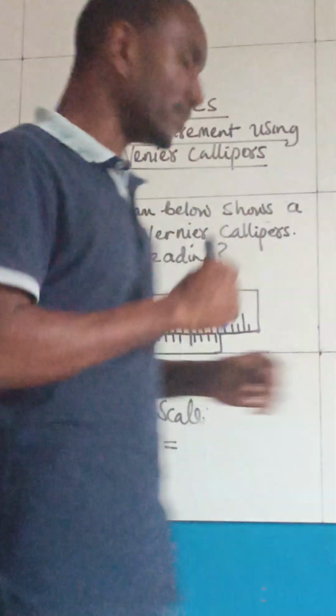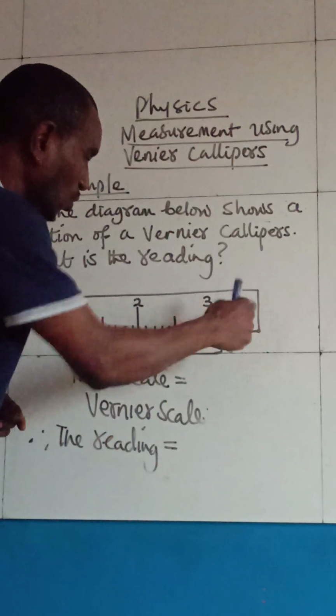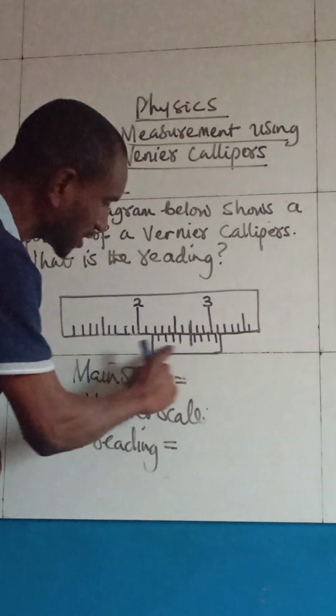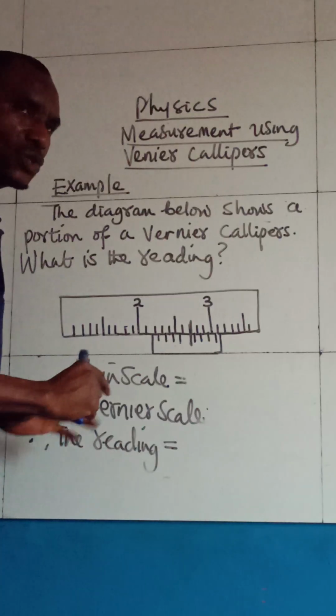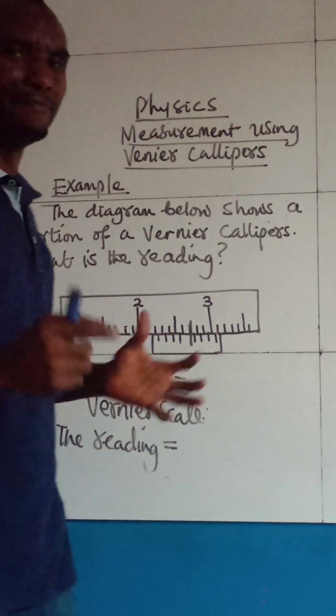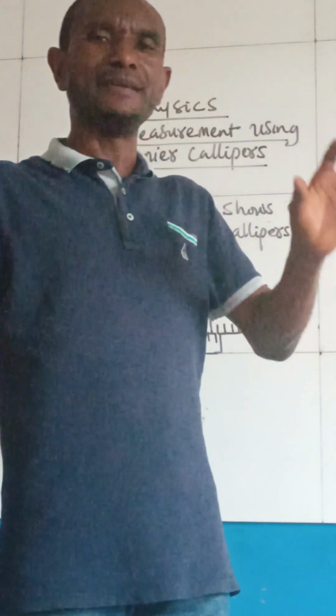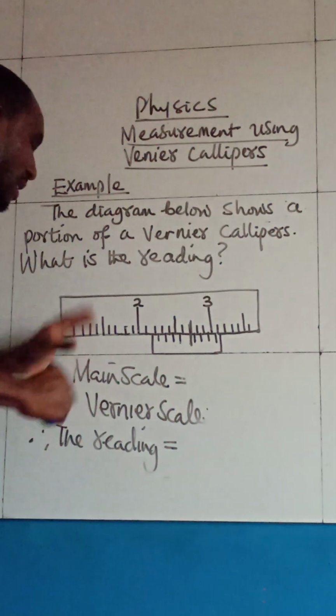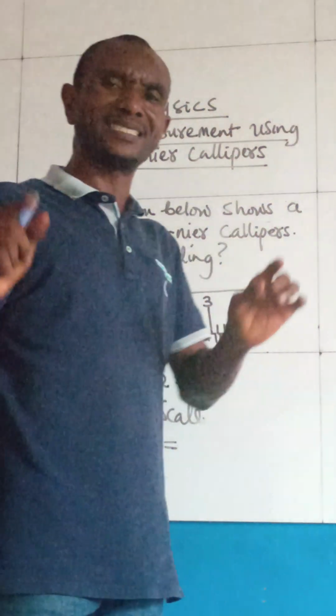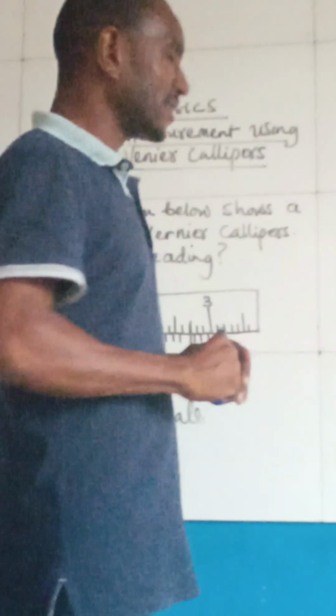All right, follow me now. This part is called the main scale, while this part is called the vernier scale. Both scales are either graduated in millimeters or centimeters. Now, let's assume that it is graduated in centimeters.